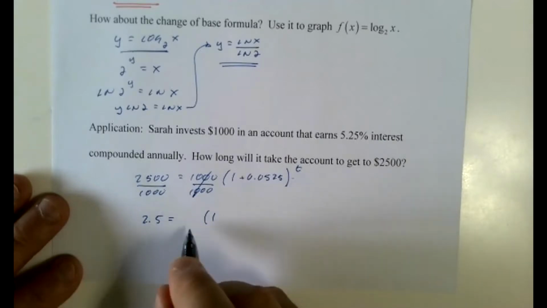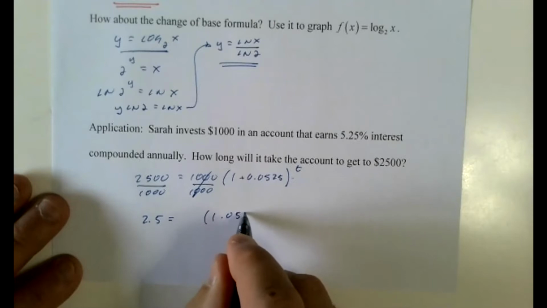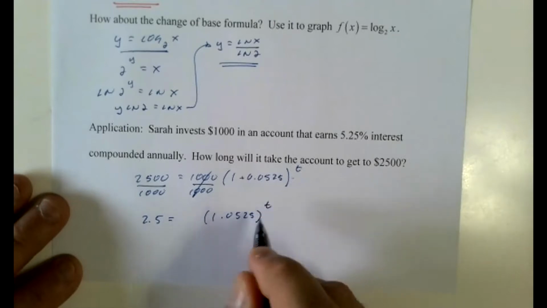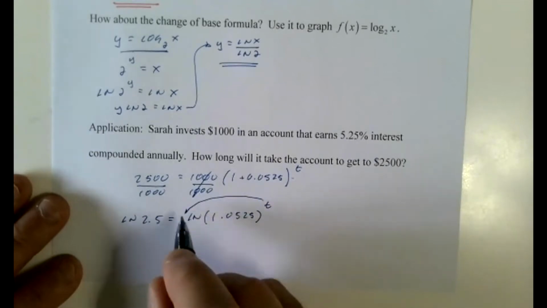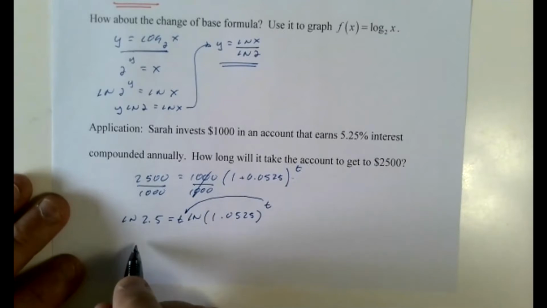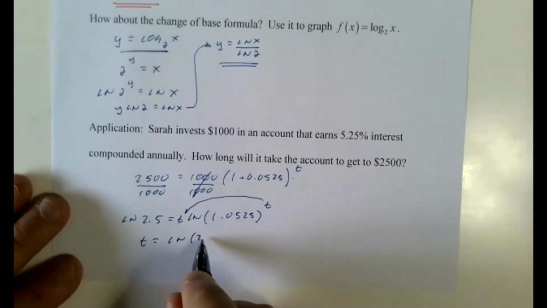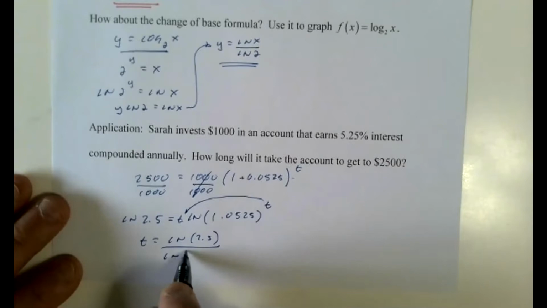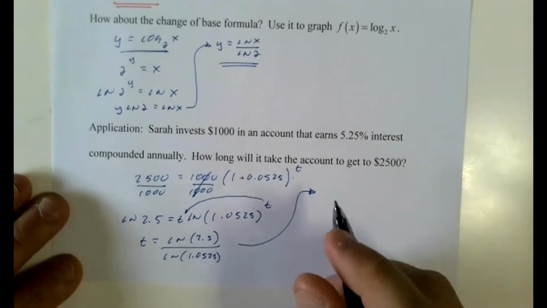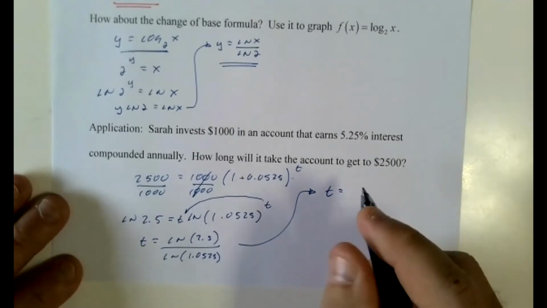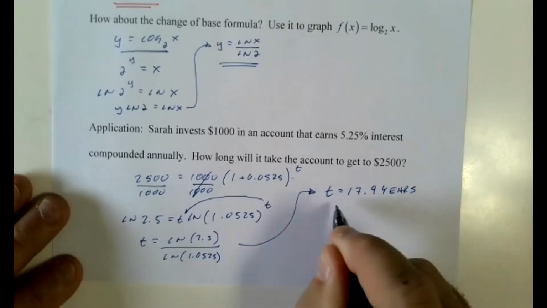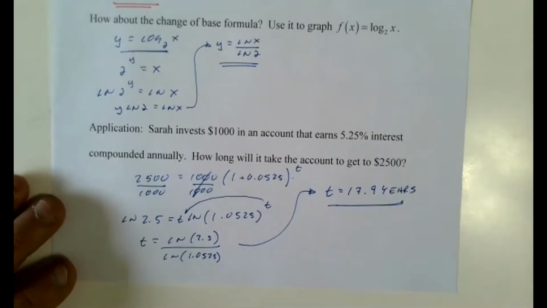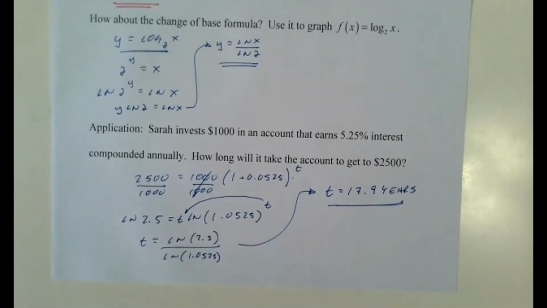And this is how I do this. I write that space in on purpose. Then we natural log both sides. Move the t down out front. T equals natural log of 2.5 over natural log of 1.0525. And we're going to round it horribly. I'm going to say it's like 17.9 years. All right, that's how we use natural log to get this thing down.